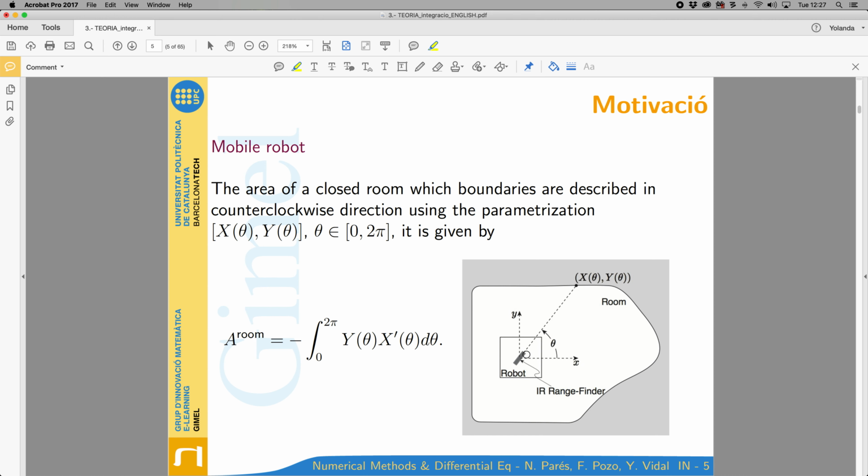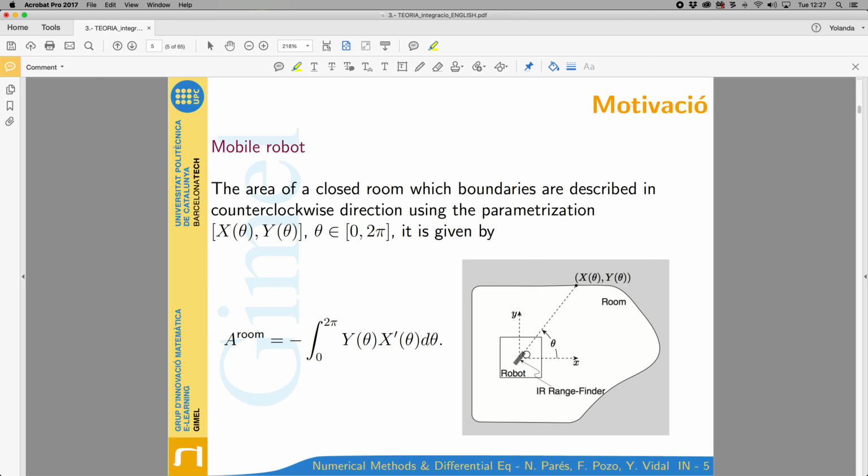Well, I could use this bunch of data points that I obtain to estimate the area of this room. That could be helpful if, for example, I want to clean the room. So if I want to compute this area, I cannot do it using an analytical approach because I don't know the function I want to integrate. I don't have the analytic expression, but I just have a bunch of data points. So the only way I can do that is using numerical integration.